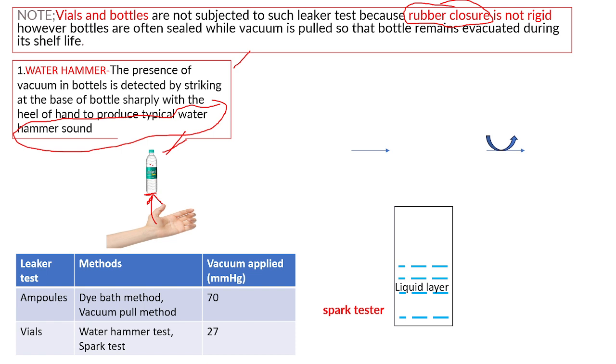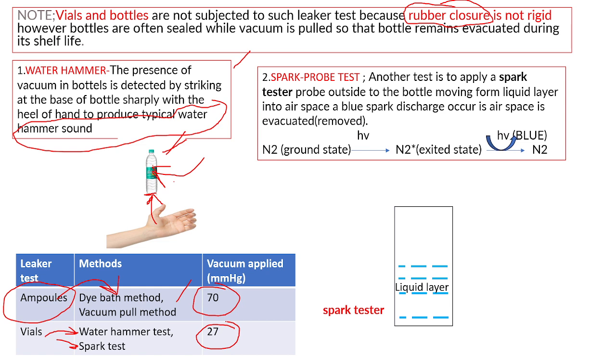If a water hammer sound is produced, then we can confirm that vacuum is present within the bottle. So the leakage test for ampoules can be performed by the dry bath method or vacuum pull method. The pressure is 70 mm of Hg. Next, for vials, we can perform the water hammer test and spark test. The vacuum we have applied is 27 mm of Hg. The second one is the spark probe test.